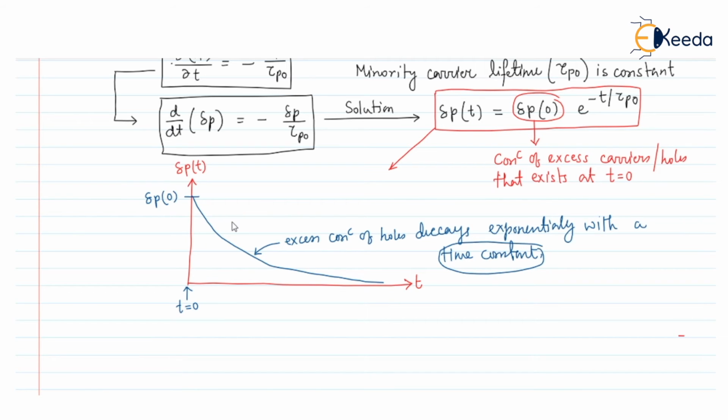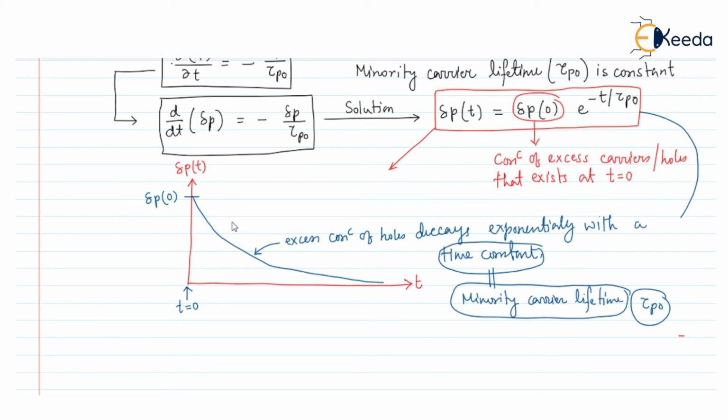and this time constant will be equal to the minority carrier lifetime. This is the minority carrier lifetime tau p0. So from this equation, we can see that the time constant of the exponential decay will be equal to the minority carrier lifetime.